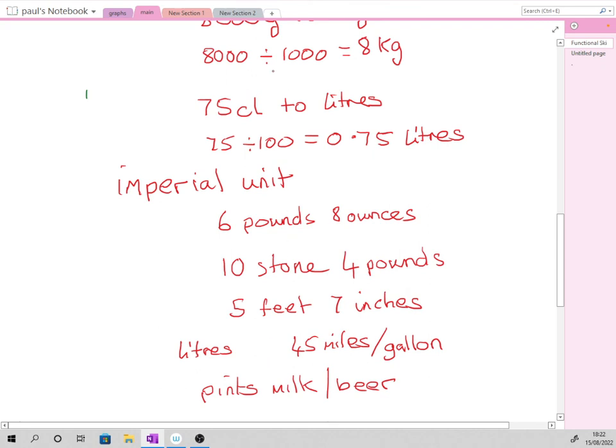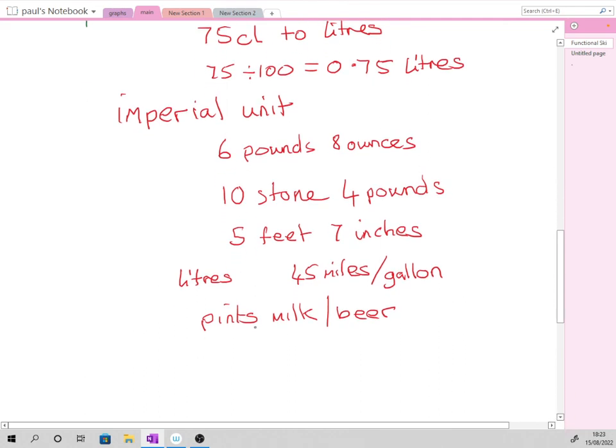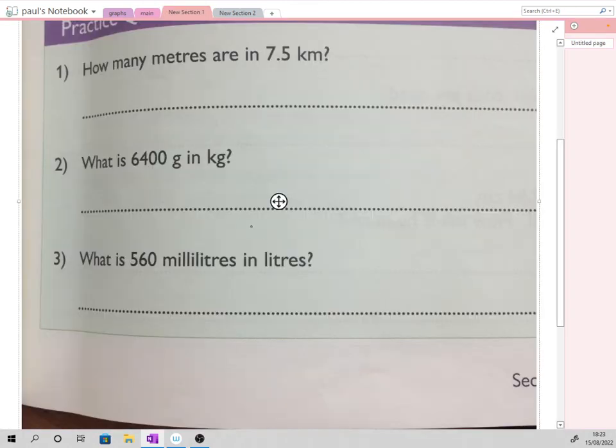And apart from being brilliant at converting between metric units, sometimes we will have to convert from metric to imperial, or the other way around. Now, don't worry about that because they will always give you the conversion rate in the question. So let's have a look at some of these. We'll do just the metric ones first.